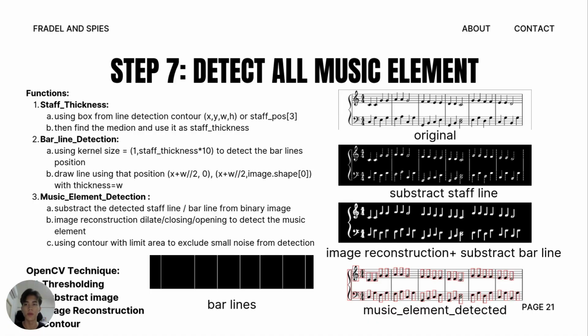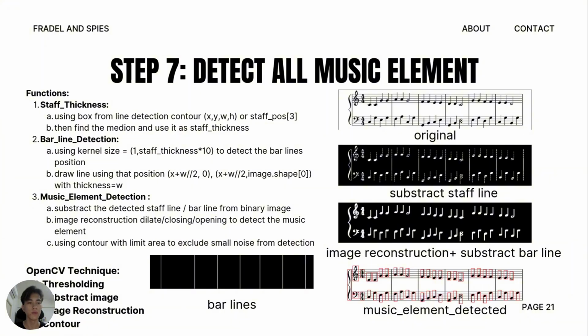In this step, we want to capture our elements for further template matching. First, we use the function step thickness, using the box from the line detection contour XYWH or step post, then find the median and use it as the step thickness. The second, bar line detection, using a kernel size to detect the bar line position. Then draw the line using the position that we got, with thickness equal to W.